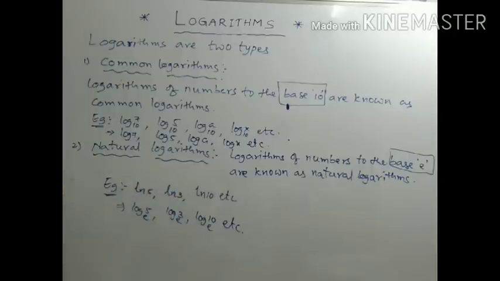So finally, the logarithms of numbers to the base 10 are known as common logarithms, and the logarithms of numbers to the base e are known as natural logarithms.